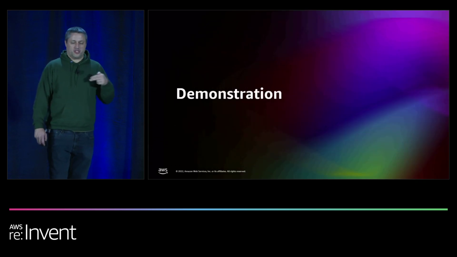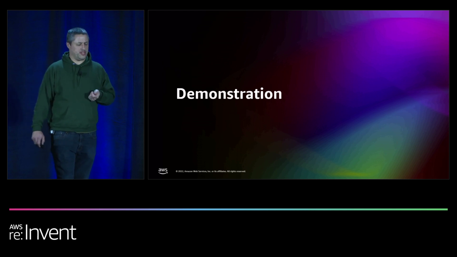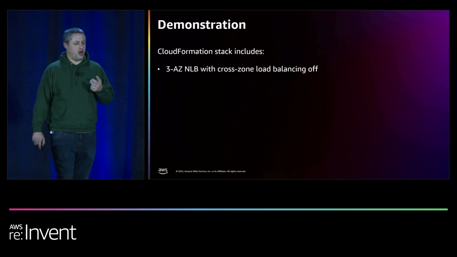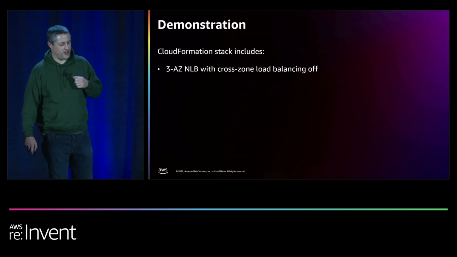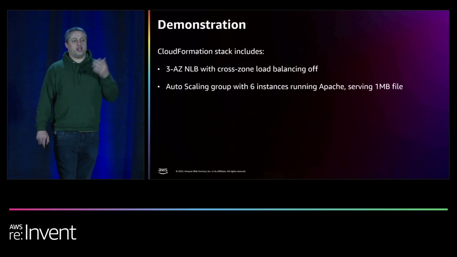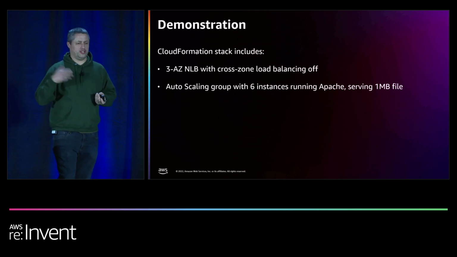I wanted to demonstrate a little bit more how you would use zonal shift in the real world yourselves. There's a CloudFormation stack that I've published on GitHub, which I'll show you the URL for in a second. It's basically the architecture we've been looking at: a 3AZ NLB with cross-zone load balancing off, and an auto-scaling group with 6 instances. They're just running the Apache web server with a file they can serve. It's kind of a toy thing.